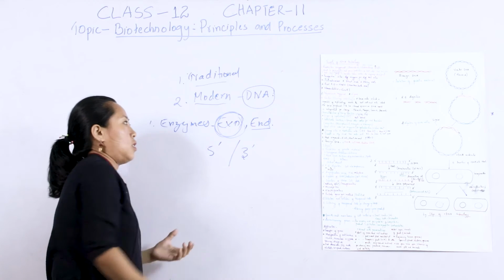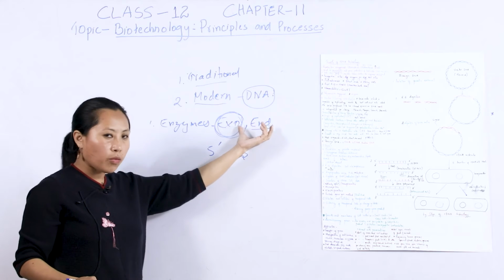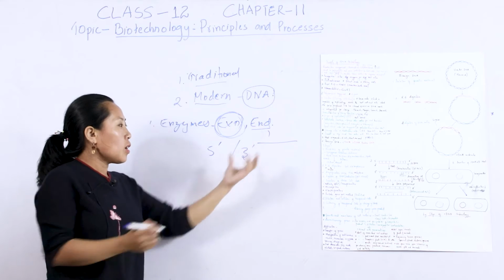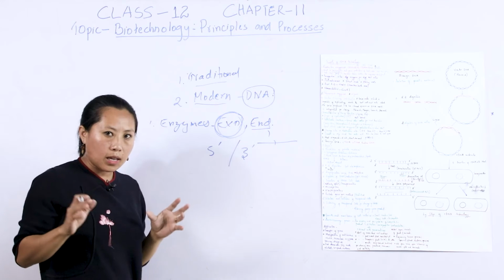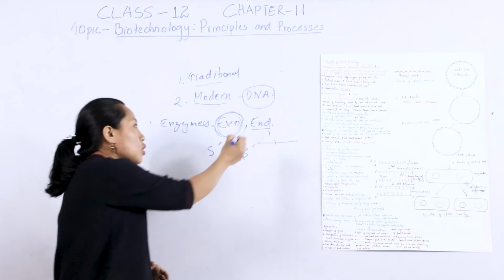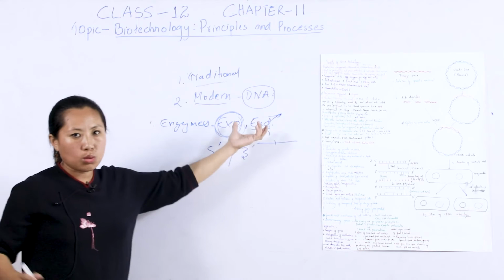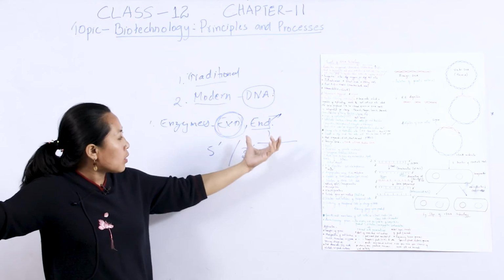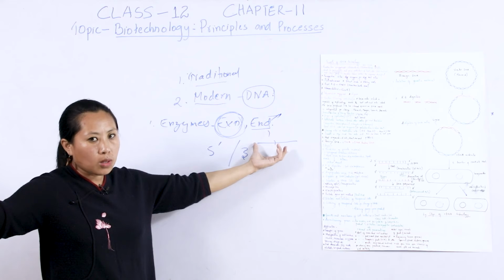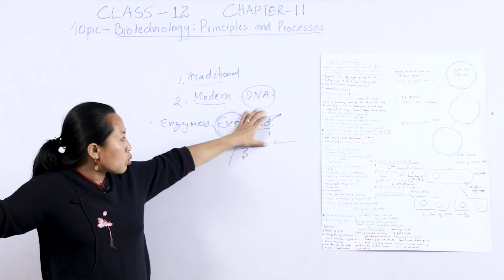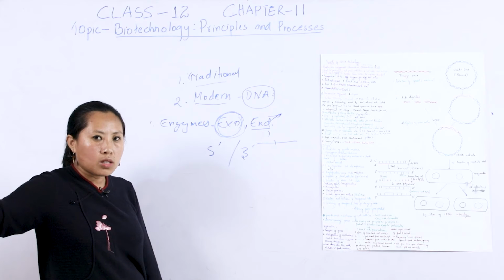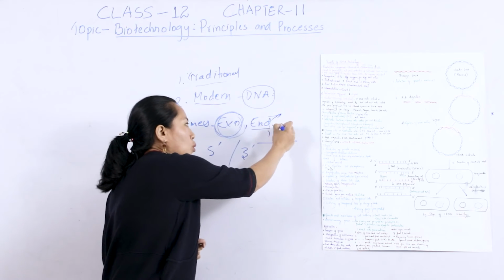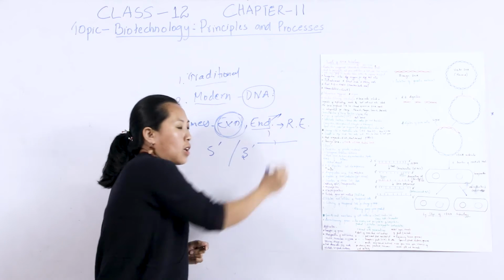And endonuclease enzymes are the group of enzymes which give an internal cut, cutting the DNA molecule within and not at the end. As such, these endonuclease enzymes are also known as molecular scissors. They cut the DNA within the molecule, not at the ends. And there is a particular type of endonuclease enzyme known as restriction endonuclease enzyme.